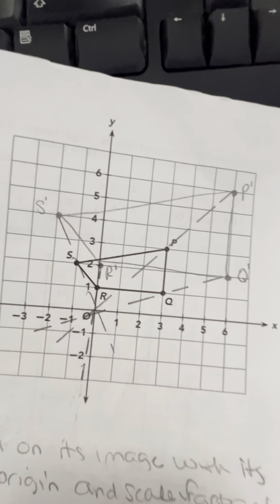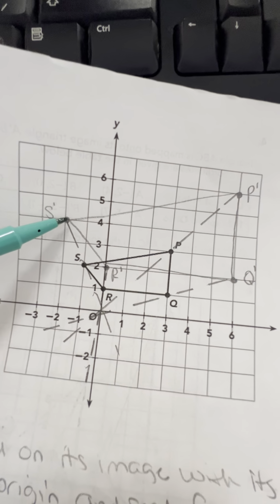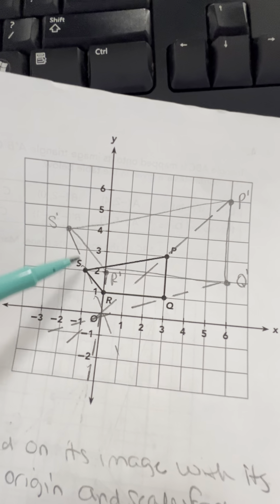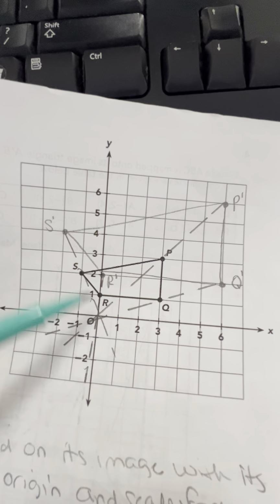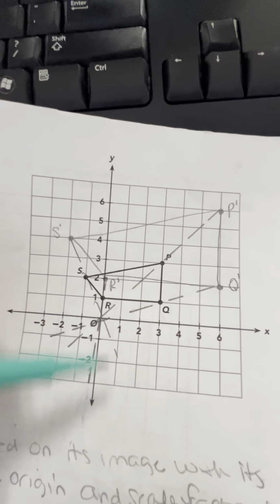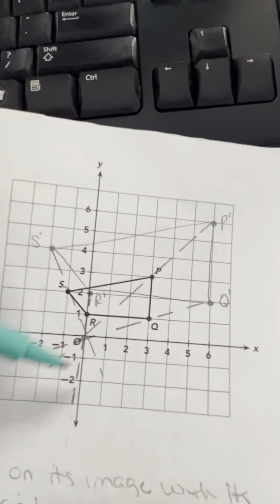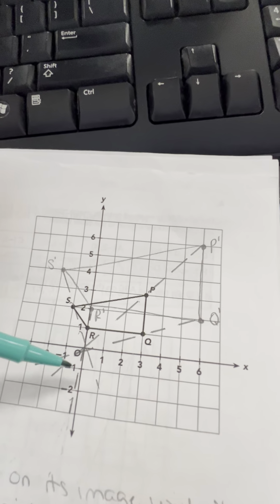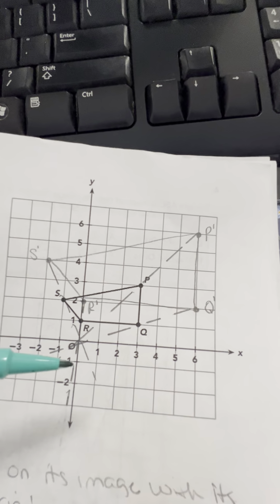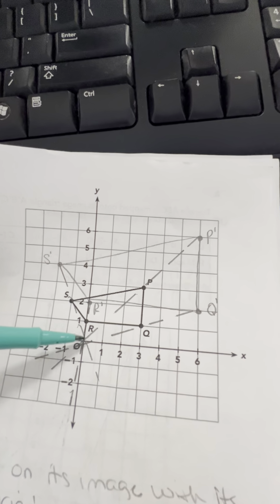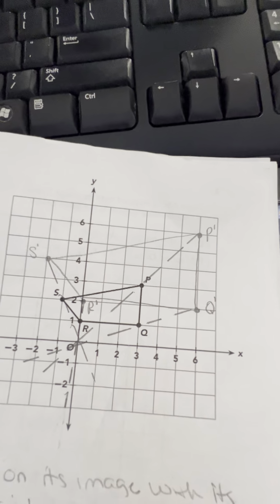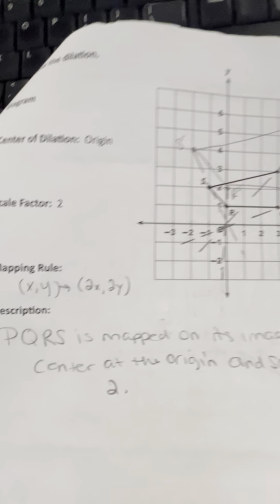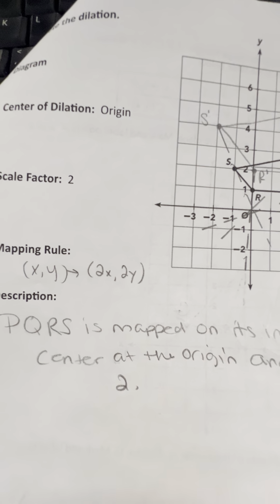So as you can see, basically when you're finding the center of dilation, if you're not given that, you just line up the S to the S prime, and take a ruler and make a line. You do the same thing for each point. So line the P and the P prime up, and then you do a little dotted line, Q and the Q prime, and they all meet up here at the origin right here. So that is your center of dilation, which proves that this mapping rule does work.